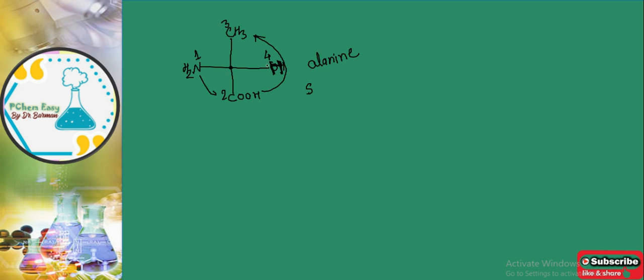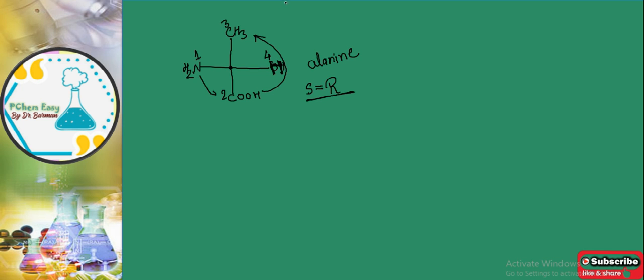What I told, the least priority group must be in the vertical line. If it is in the horizontal line, what we will have to do? We will have to revert it. We will have to revert the stereochemistry because here the hydrogen is in horizontal. So we will revert it. Now it is the structure of alanine. The configuration of that carbon in alanine, which is a chiral carbon, will be R. I hope now it is clear.